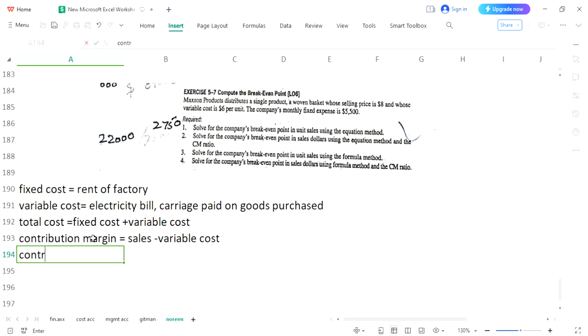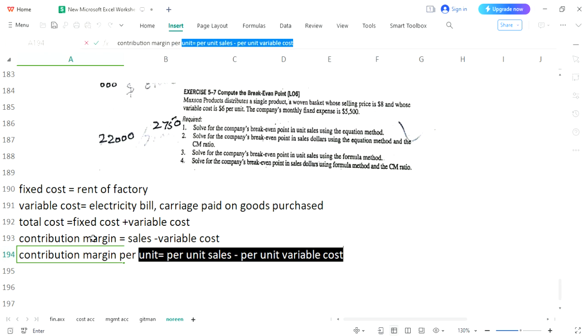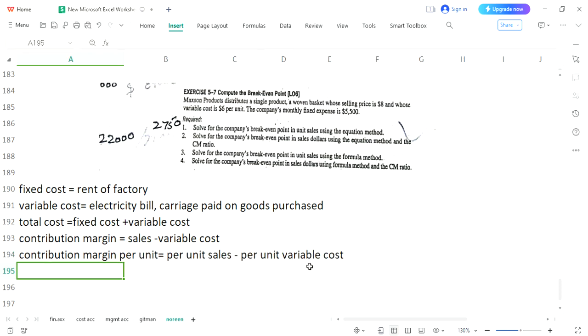And then we have seen contribution margin per unit. And you can see the same formula we will be using, sales minus variable cost. And what change we will do, we will put per unit as a prefix: per unit sales and per unit variable cost. Same formula but with an additional word of per unit. You can see over here contribution margin per unit. In this way we can solve.